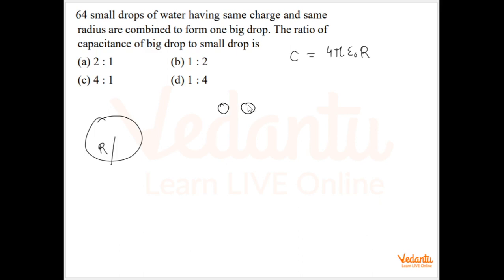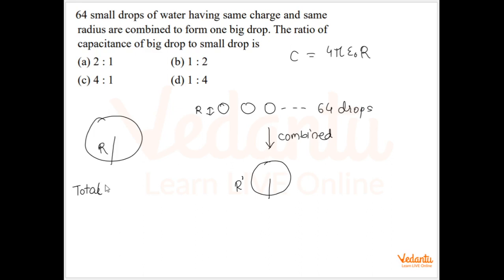Now, bachu, when you have 64 drops, each let's say of a radius r, combined to form a bigger drop, the radius will be different. Let's call the new radius r dash. Now, what I can say is, my dear bachalo, that overall total volume initially will be same as the total volume finally.